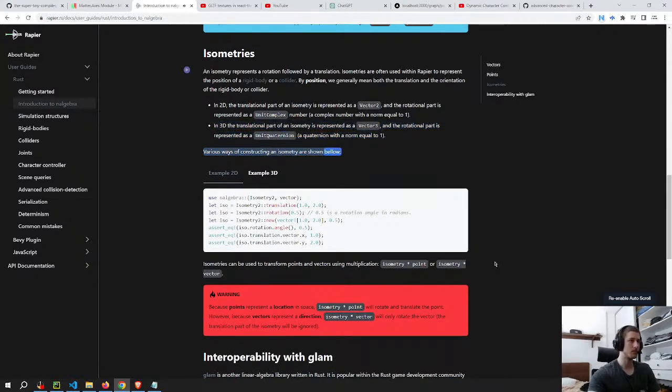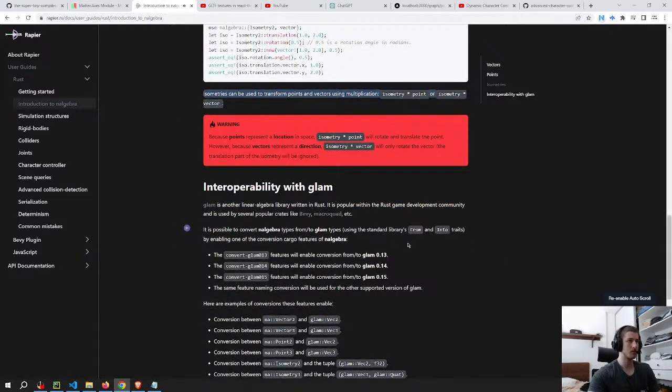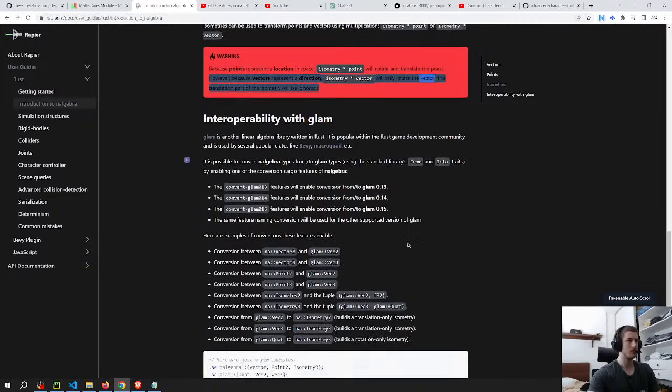Various ways of constructing isometries are shown below. Example 2D. use nalgebra::Isometry2; let iso = Isometry2::new(vector![1.0, 2.0], angle); Isometries can be used to transform points and vectors using multiplication: isometry * point or isometry * vector. Warning: because points represent location in space, isometry * point will rotate and translate the point. However, because vectors represent direction, isometry * vector will only rotate the vector. The translation part of the isometry will be ignored.